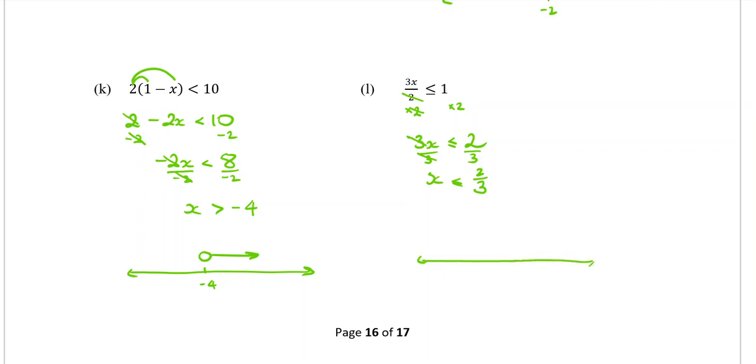Okay, so even though it's a fractional answer, we can just put 2 over 3 in the middle of our number line. It'll be a coloured in circle because of the equal to sign on our inequality, and less than is pointing to the left.